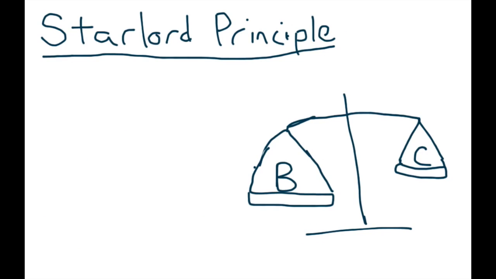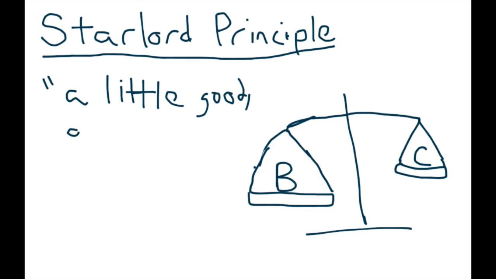So now we get to the Star-Lord principle. The Star-Lord principle is basically just an easy way to remember that we always face trade-offs. So you've probably seen Guardians of the Galaxy. At the end of the movie, Star-Lord says that we could do something that's a little good, a little bad, or a little both. All choices in economics have a little good and a little bad.